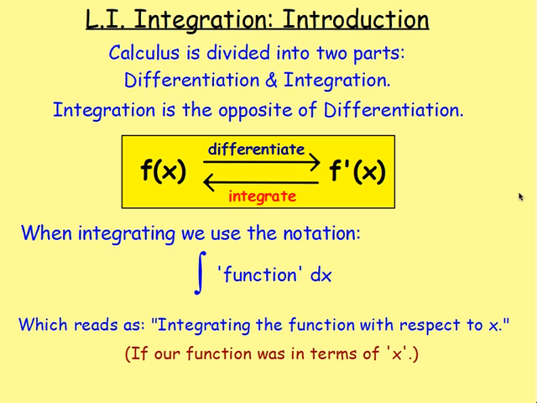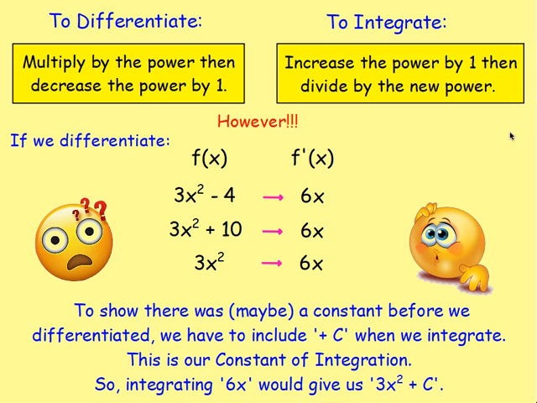So, let's begin. Remember there's an area of maths known as calculus, and calculus is divided into two key parts: differentiation and integration. Differentiation we were introduced to way back in chapter 6, and integration is just the opposite of that. So if we have our function f of x, we can differentiate it and we end up with f dash x. If we are given f dash x, we can then integrate that to get back to f of x. When we integrate our function, we put this integral sign in front of it, and if our function was in terms of x, you would have dx on the end. So this would mean we are integrating our function with respect to x.